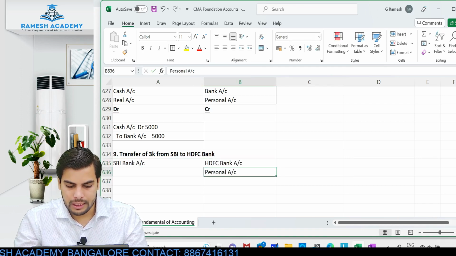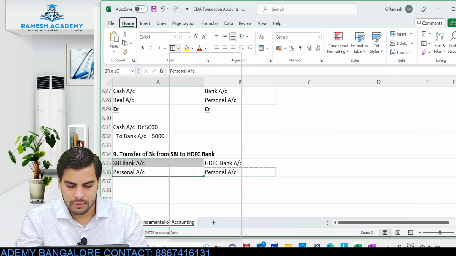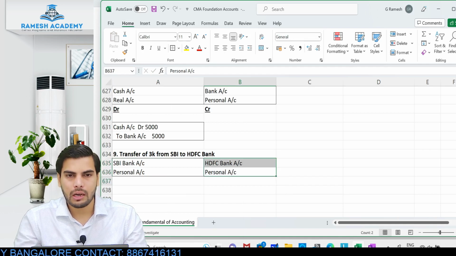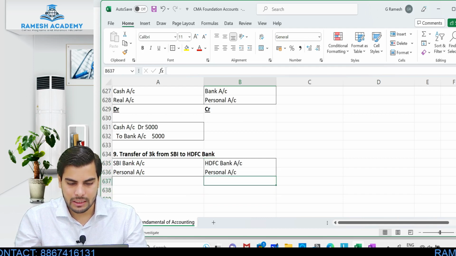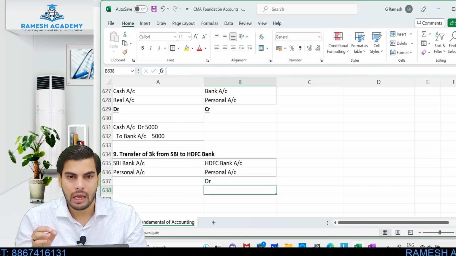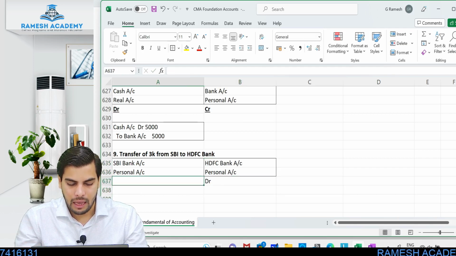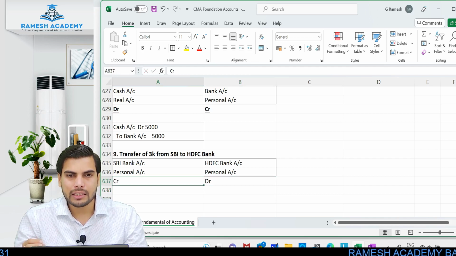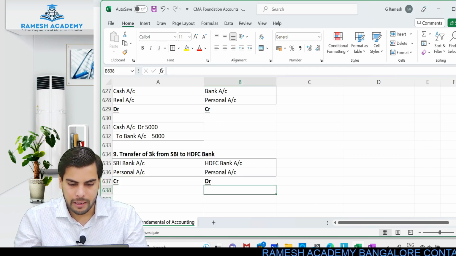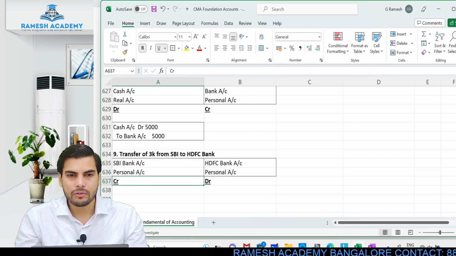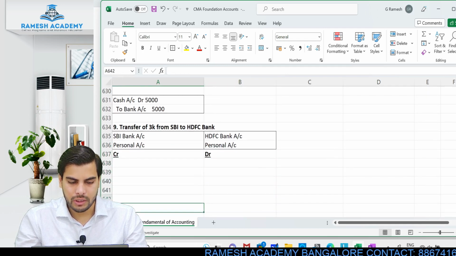So both would be considered as personal account in this case. You know the rule of personal account: debit the receiver of benefit, credit the giver of benefit. When I am transferring the funds from SBI to HDFC, HDFC is the one which is receiving the benefit. I'll be debiting HDFC bank, and SBI bank is the one which is giving the benefit. Therefore, I'll be crediting this SBI bank. So the account which will be debited would be HDFC, and the account which will be credited would be SBI.